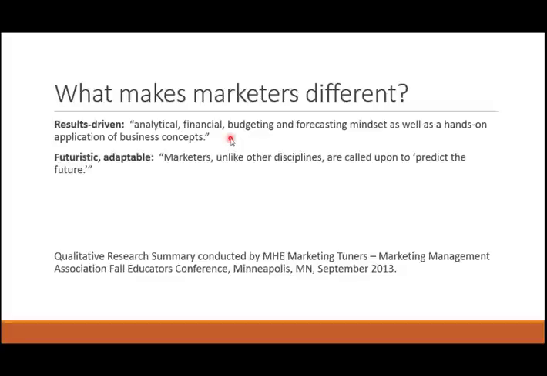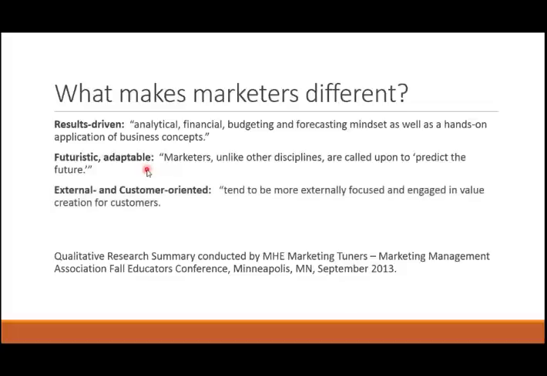Another key aspect about marketers is that we tend to be futuristic. We look at how much we're going to sell in the future and how we're going to do that. Marketers also tend to be fairly adaptable. They are able to work in changing circumstances. Another major characteristic of marketers is they seem to be the one person in the organization that is extremely external or customer oriented. They're very focused on what's best for the customer, and so this is very key.